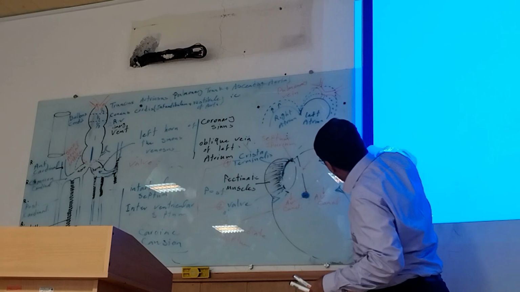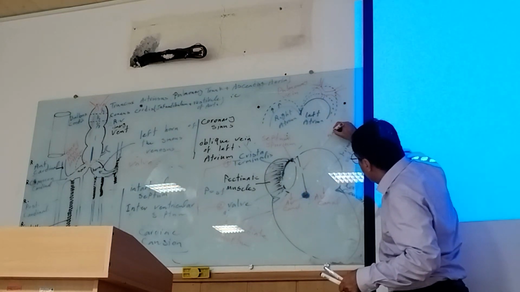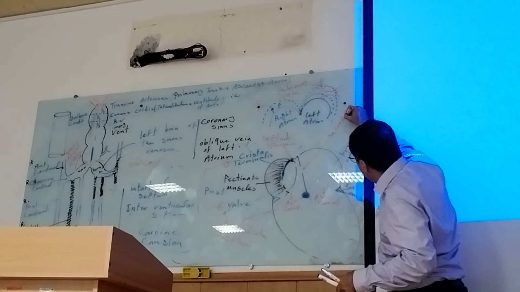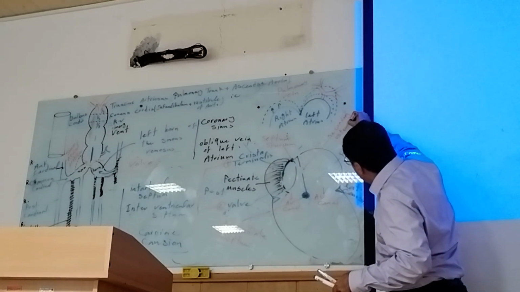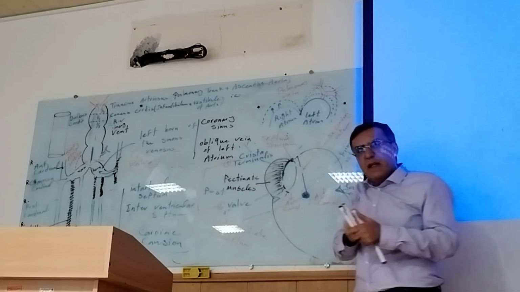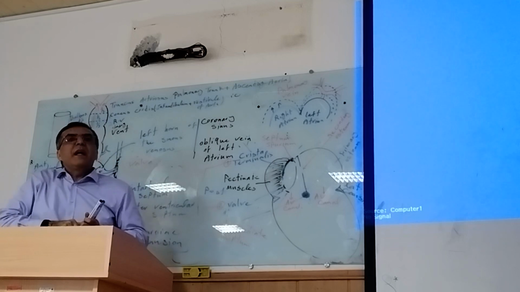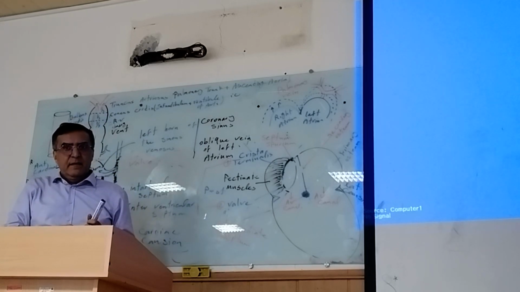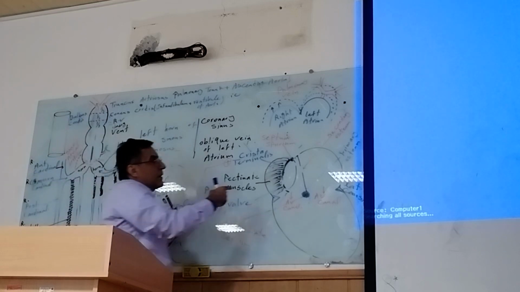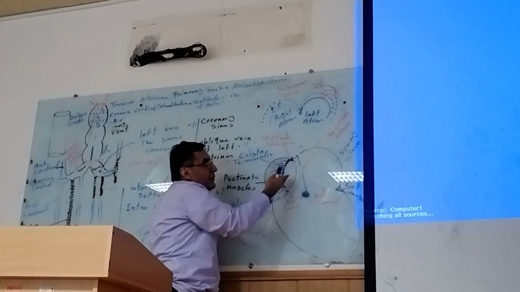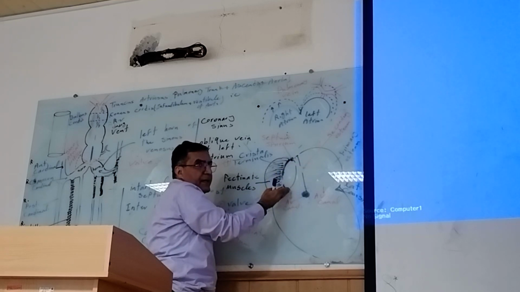What is the name? No, it is primary. This one is the secondary ostium. This opening remains until birth. Is it clear? Because we need free communication between the right atrium and left atrium before birth.